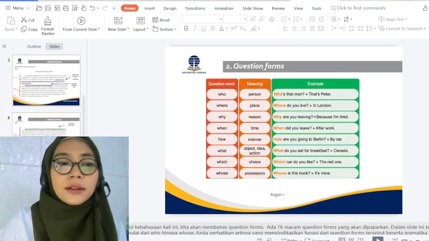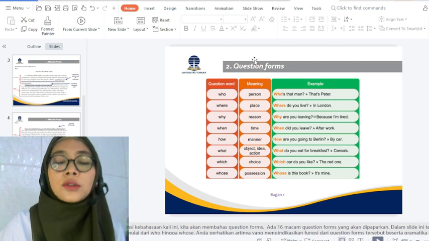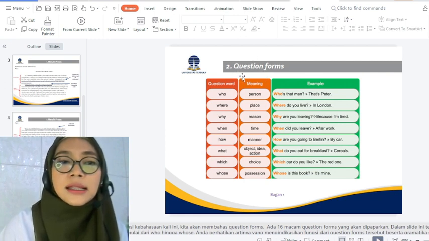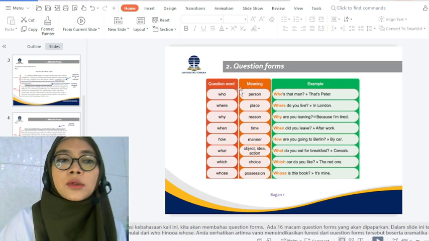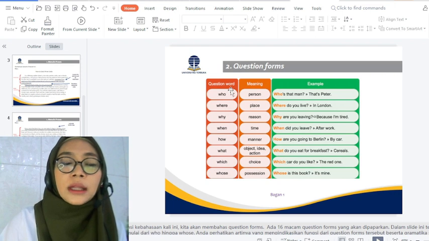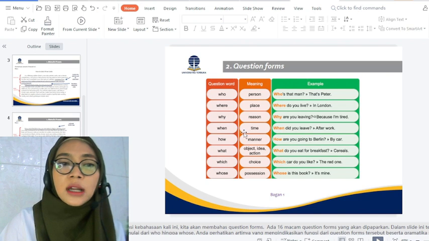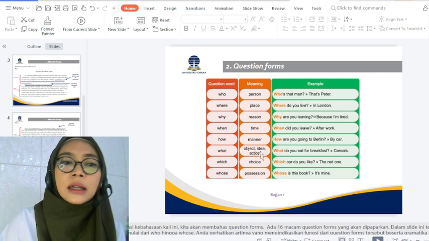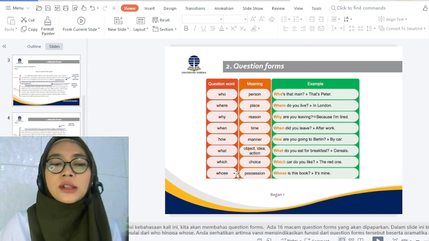And the other thing is that when you want to write a sentence in a question form, you can use WH question words such as who, which can be used to ask about a person, where to ask about place, why to ask about reason, when to ask about time, how to ask about manner, what to ask about object, idea or actions, which to ask about choice, and the last one is whose to ask about possession.